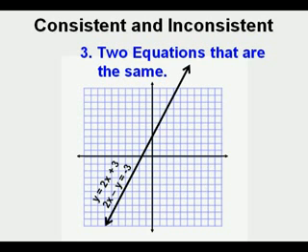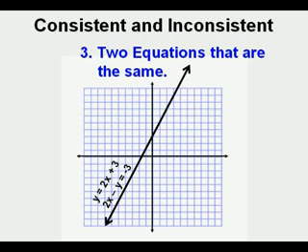Finally, you can have two equations that are the same. These equations look different sometimes because they can be in different forms. One is in slope-intercept form, the other is in standard form, but they are the same equation. These equations are consistent, and since they are the same, they are dependent because they have every point in common.